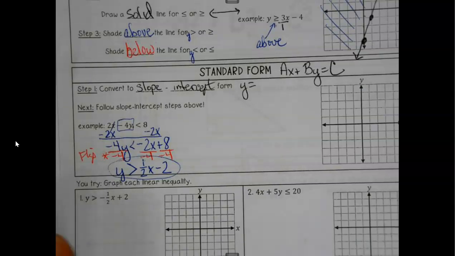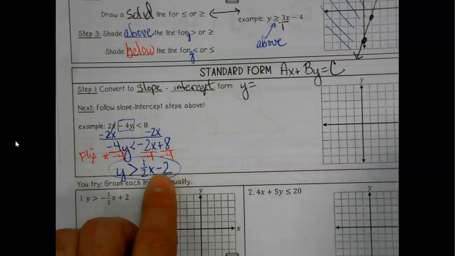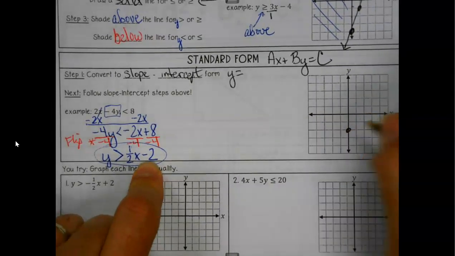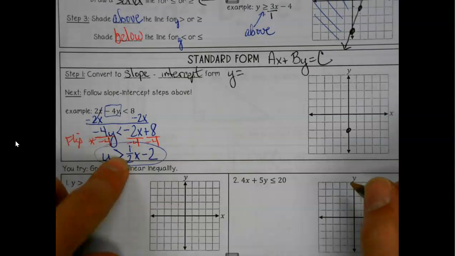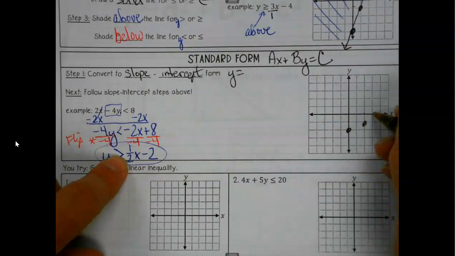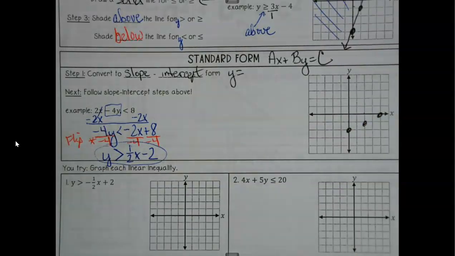So once I've gotten there, there's my y-intercept hanging out on the end. Everything's positive with my slope. So positive is up, positive is right, up and right. We like to get at least 3 dots to make sure things are going okay.